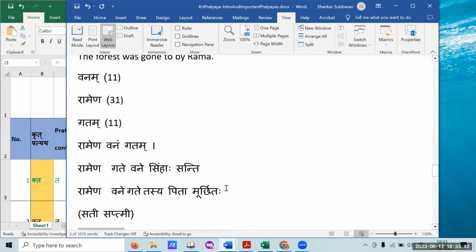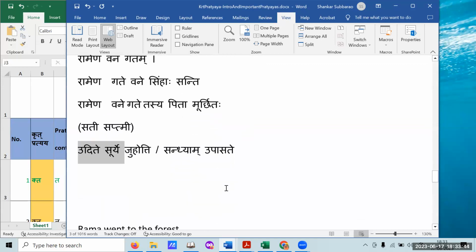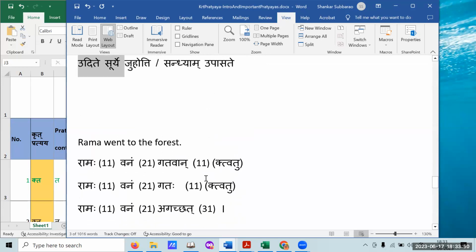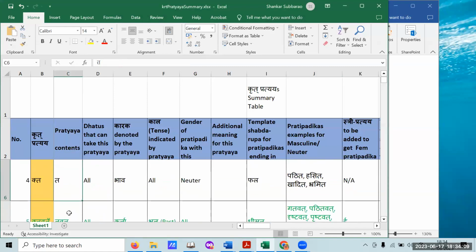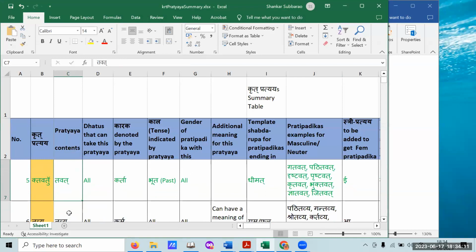Yes, Sampath. In that, Swamiji, the first example, Gatavan. Please, you can go up a little bit, Swamiji. This one? Ramaha Vanam Gatavan. Ktavatu pratyaya, does it? I've not seen it as a one ending. Swamiji. Look, the word is Gatavat. Go back to the spreadsheet, okay? Yeah. Look at this now. Ktavatu pratyaya is here. All right?